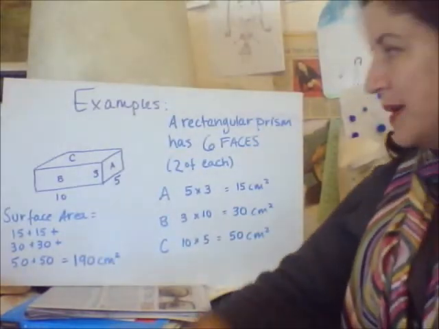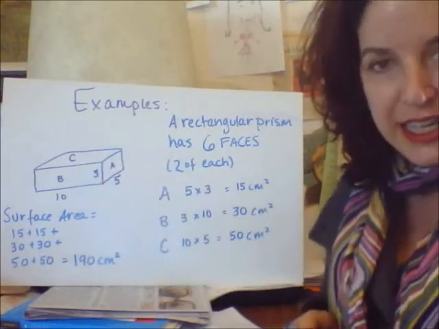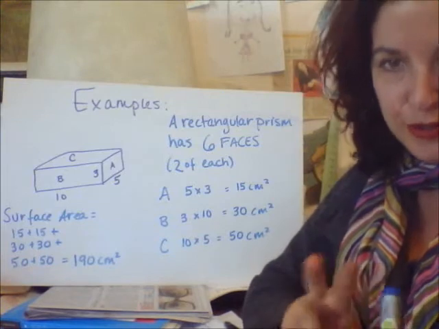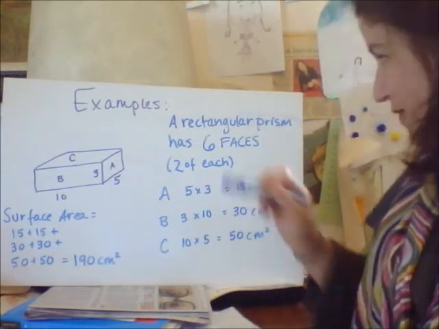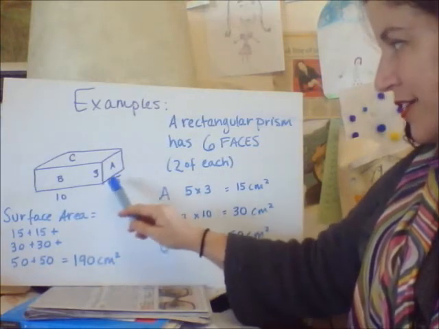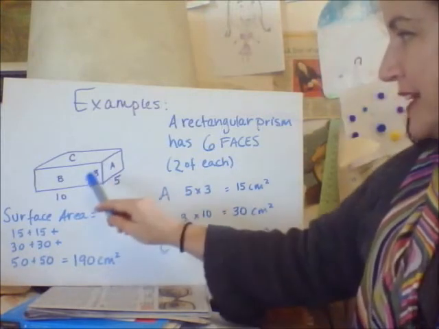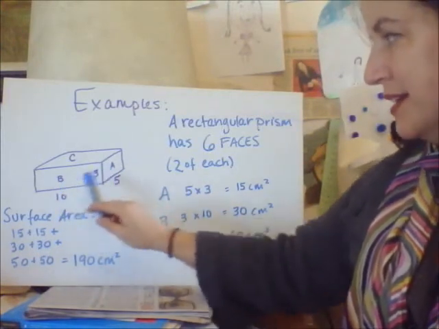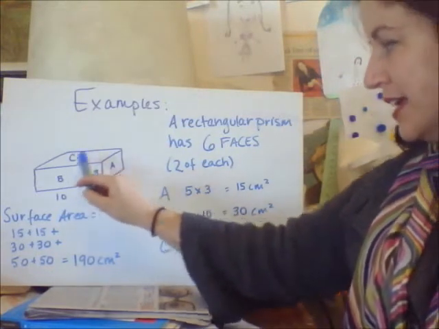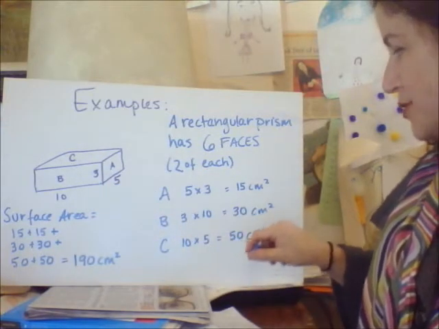I've got a rectangular prism here, and I've labeled the faces A, B, and C so that you can see. Rectangular prisms have 6 faces, two of each measurement. So for face A, it's here. We've got 5 by 3, so 5 by 3, it's 15 centimeters squared. For face B, it's 3 by 10, so 3 times 10 is 30 centimeters squared. And for face C, we've got 10 by 5. So 10 by 5 is 50 centimeters squared.